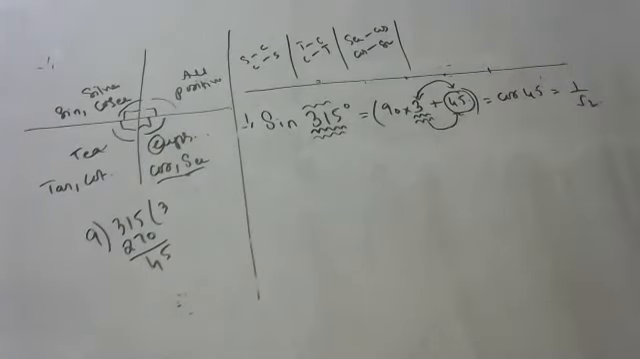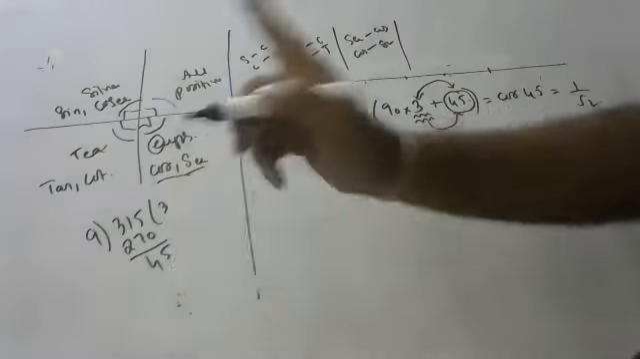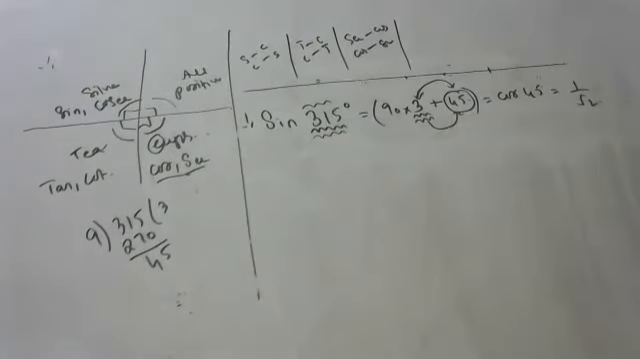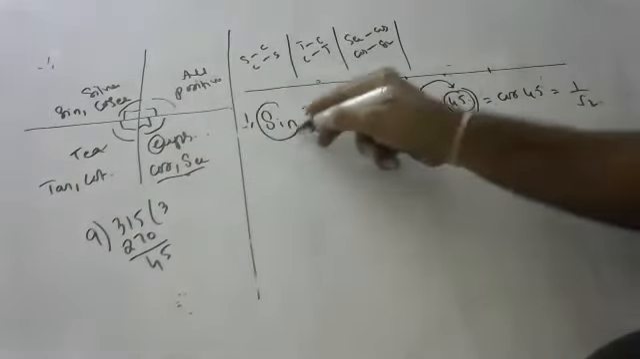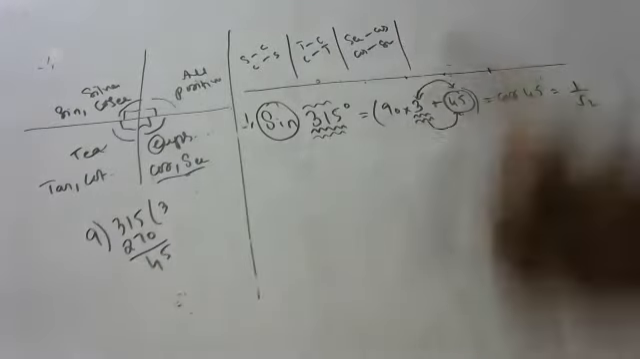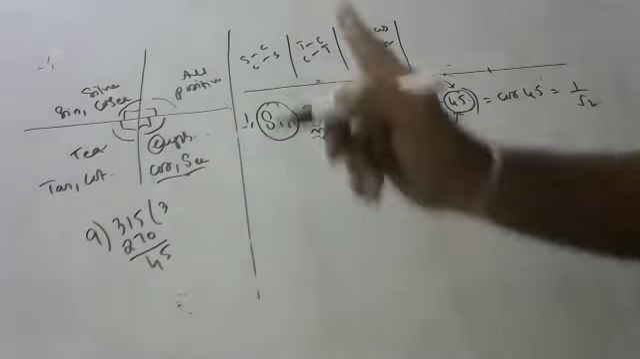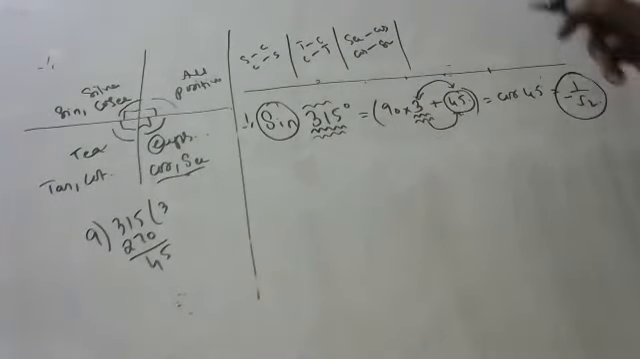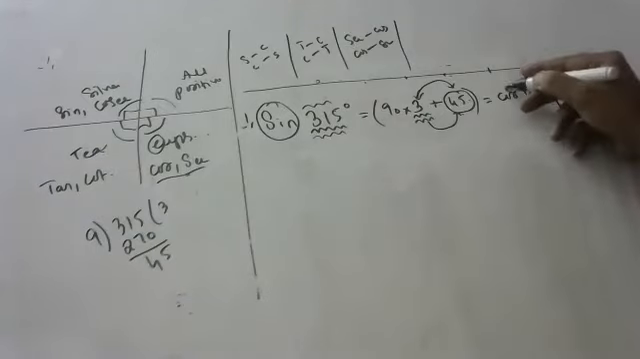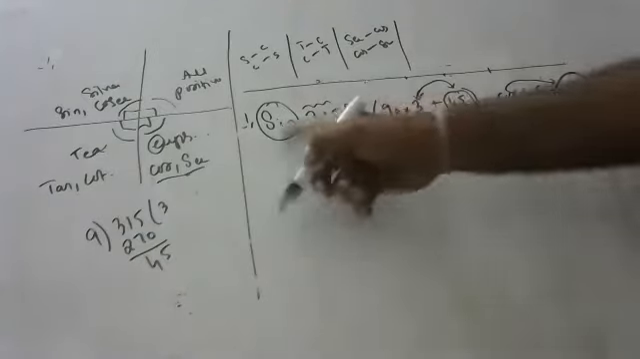In the fourth quadrant, is cos positive or negative? Negative. But the question is regarding sine. In the fourth quadrant, is sine positive or negative? Negative. So the answer is minus 1 by root 2. Sir, we got cos 45? No, don't ask that, the question is sine.